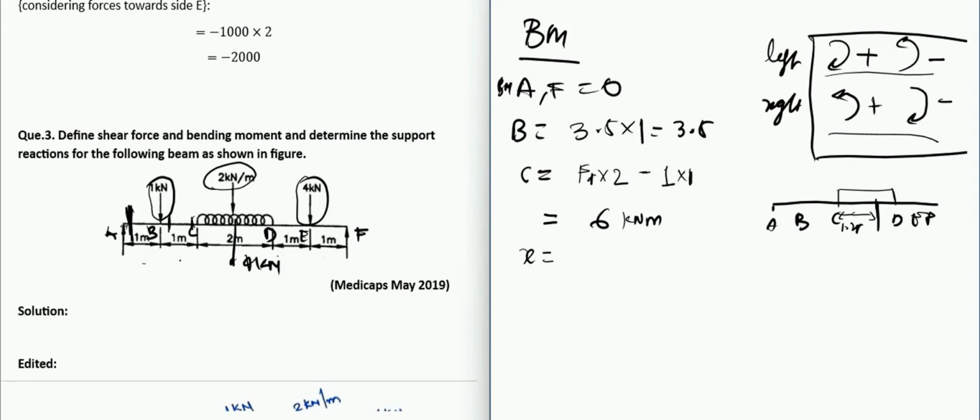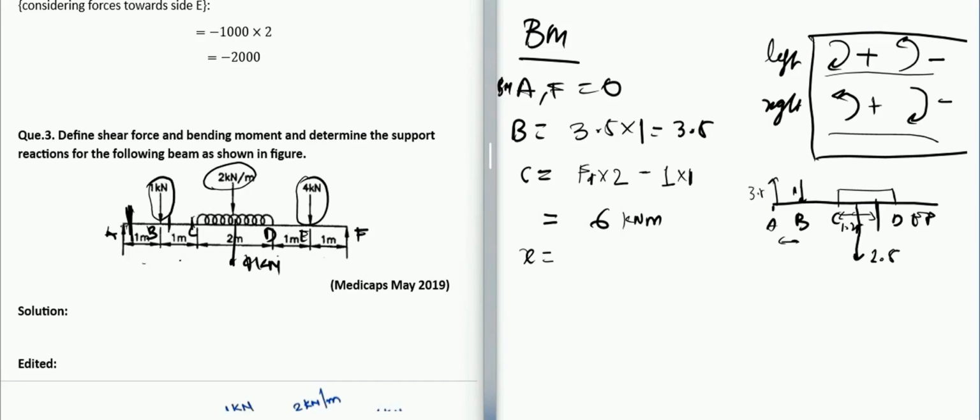So we have 2 kilonewton force into 1.25 as the distance. So the shear force will become 2.5 for the UDL. And at B we have 1 kilonewton downward, and at A we have 3.5 upwards. The distance, as you can see, here is 1 and here is 1. So you can just calculate the bending moment at that point where the shear force is 0.